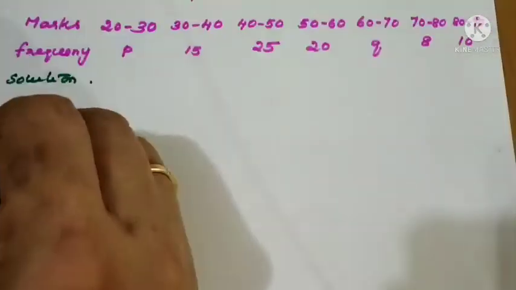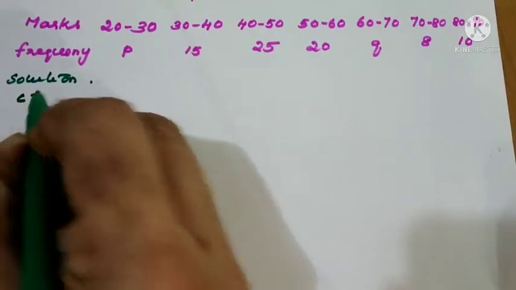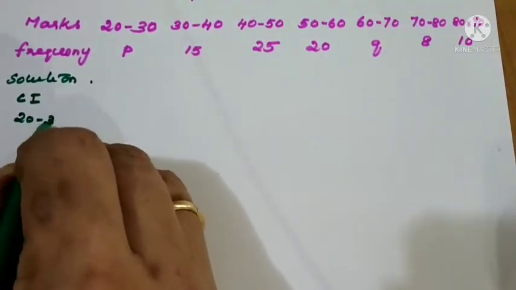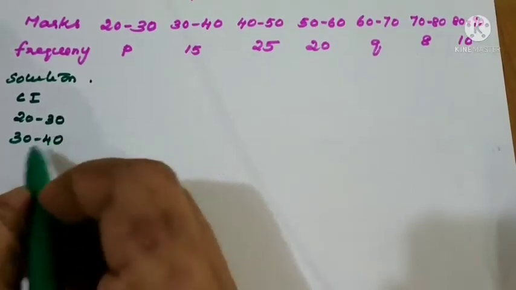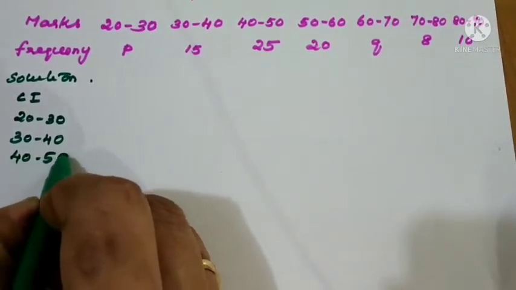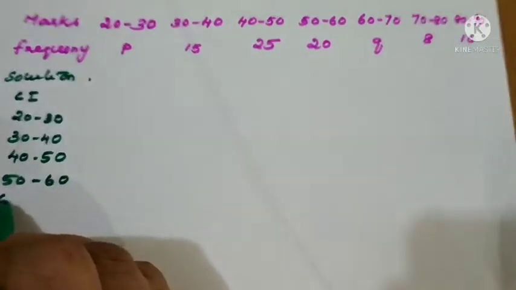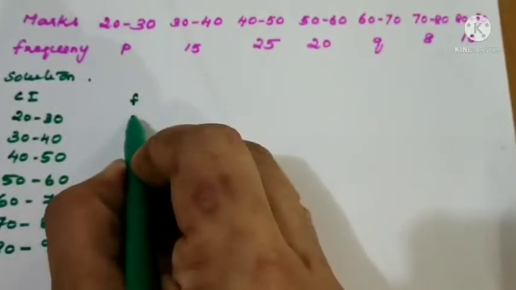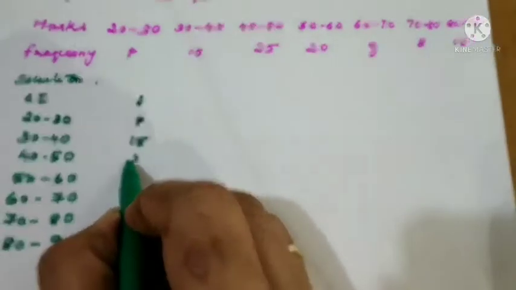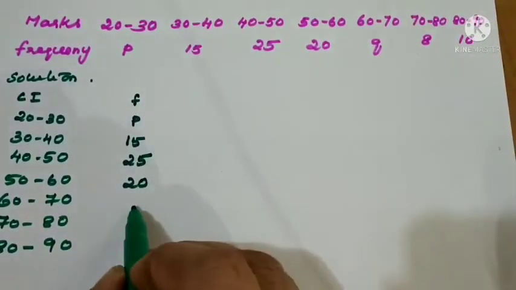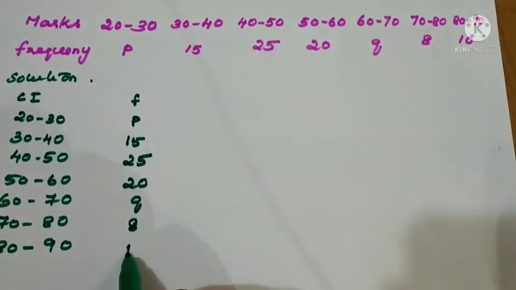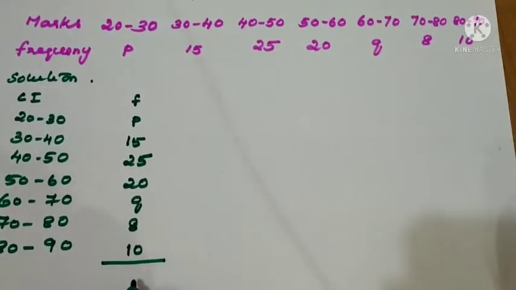Solution: we should write down the marks, that is our class interval. Either marks or class interval can be written. 20 to 30, then 30 to 40, 40 to 50, up to 90. Next, the frequencies given are P, 15, 25, 20, Q, 8, then 10. The sum of the frequencies is given as 90 already in the question.